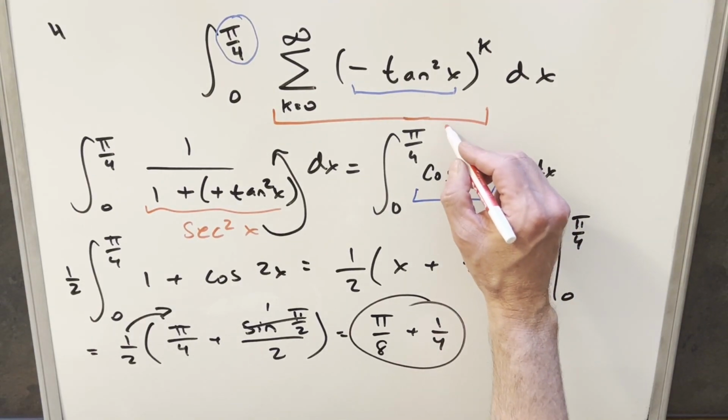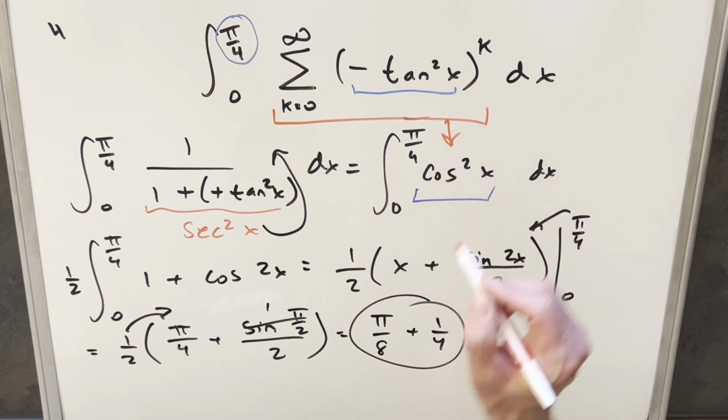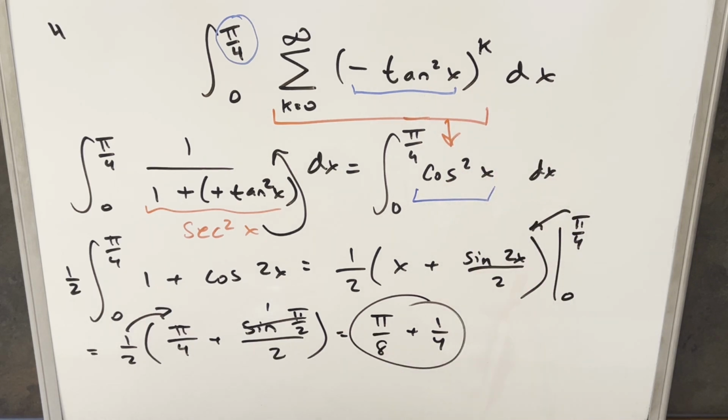Okay, so there you have it. The whole key to it was just recognizing that what we have here, this sum, is all just cosine squared x. And then after you rewrite it, it's actually a pretty easy integral.